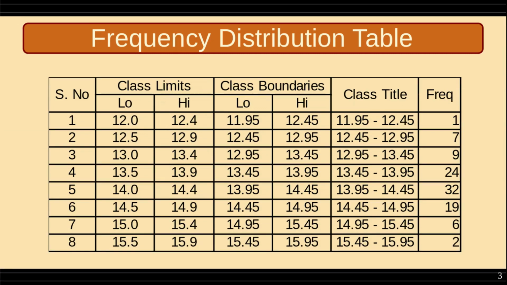This is an example of a frequency distribution table. It consists of 8 classes: class limits, class boundaries, class title, and frequencies.